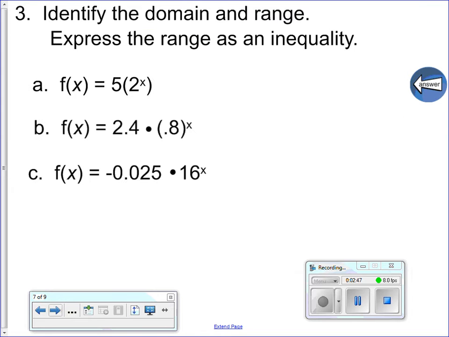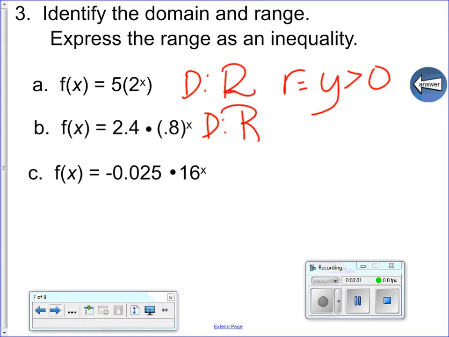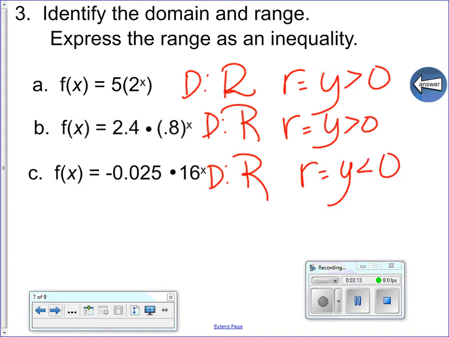Identify the domain and range. So the domain is all real numbers, and the range is y is greater than 0. In the second one, the domain is all real numbers, and the range, again, is y is greater than 0. And the last one, the domain is all real numbers, and the range is y is less than 0, because it's decay.